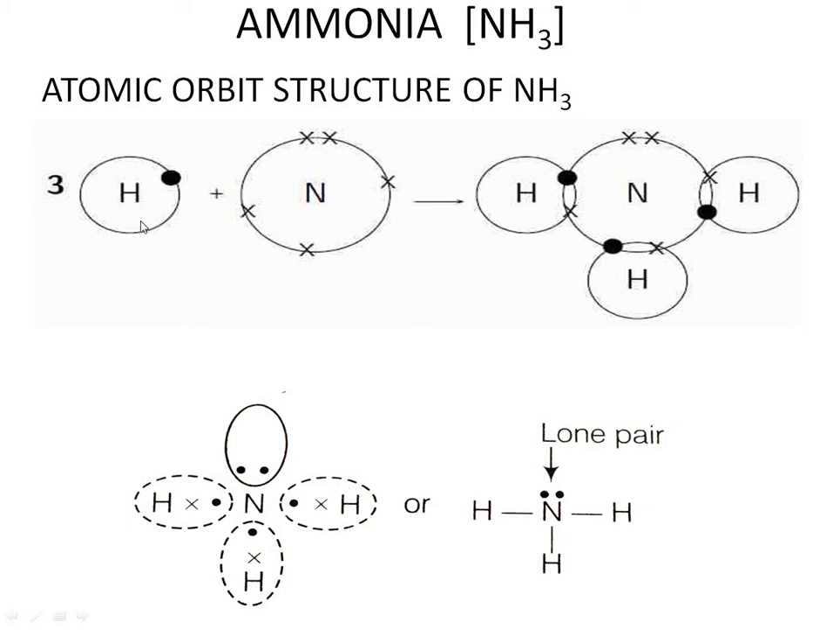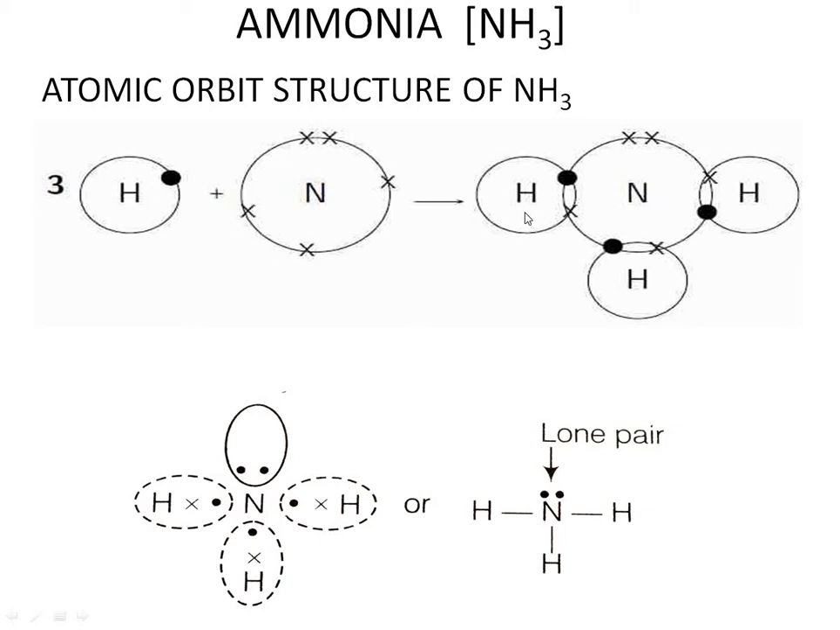In this case, if it gets 1 electron from 1 hydrogen by sharing, nitrogen is getting 1 electron. The same way 1 more hydrogen with this, then 1 more hydrogen with the other one. So totally you will be getting 8 electrons here, and each of the 3 hydrogen atoms will be sharing electrons from the nitrogen atom.